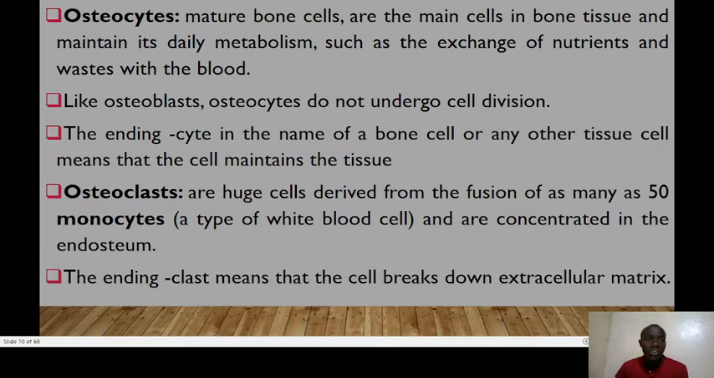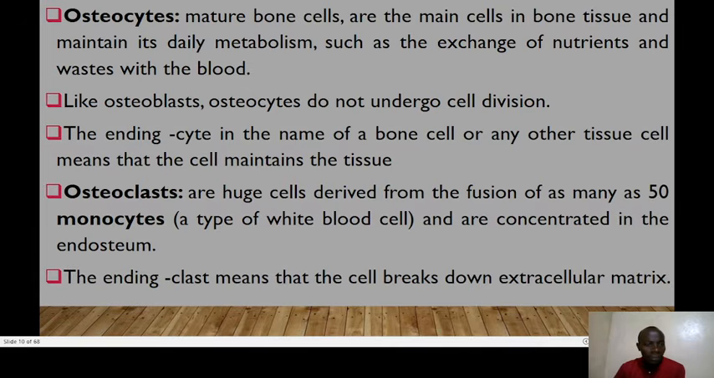That's why we are saying that osteocytes are mature bone cells and are the main cells in the bone tissue and maintain its daily metabolism, such as exchange of nutrients and waste with the blood. So, like osteoblasts, osteocytes do not undergo cell division.